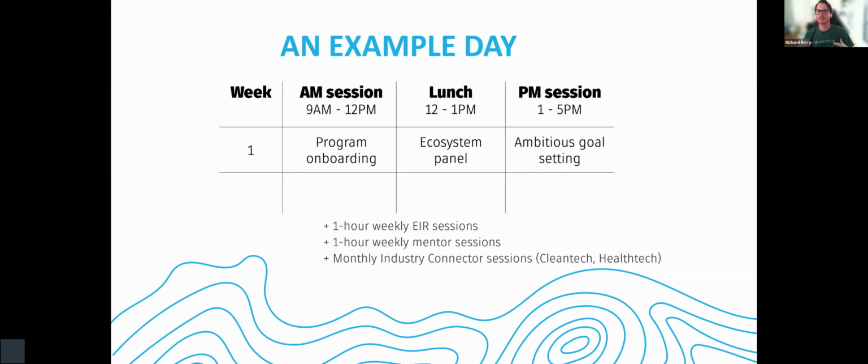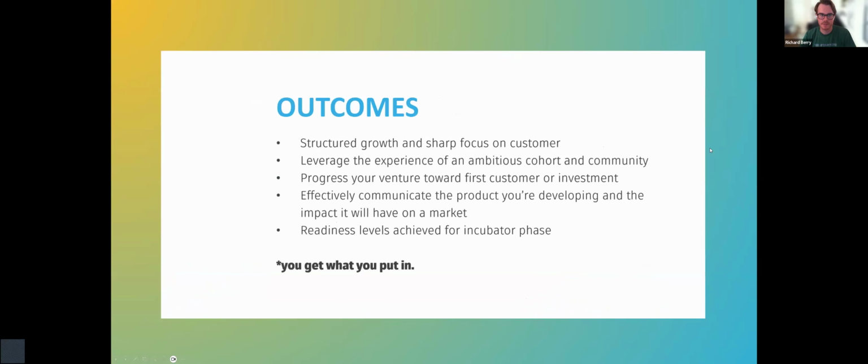The Accelerator is entirely built around getting your product or service out of your brain, out of your computer, out of the lab, and into the hands of people. So a lot of the people that you'll be working with will be challenging you to think about how you can do that quickly. But if you lean in, if you take part, you trust the process, you can be guaranteed you will experience structured growth and a sharp focus on customer.